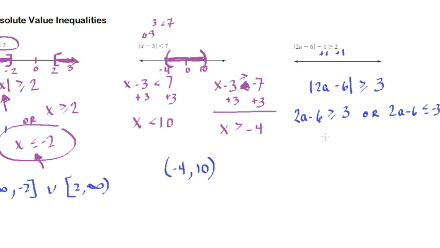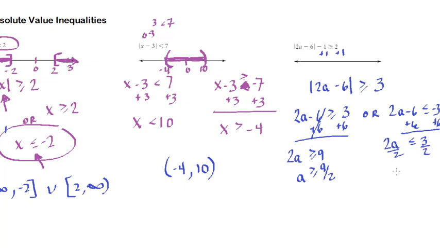All right, so I'm going to add 6, and then I'll have 2a is greater than or equal to 9. A is greater than or equal to 9 halves, dividing both sides by 2. Here I'm going to add 6, I'll have 2a. I'm not multiplying or dividing by a negative, so I'm going to have just plain old 3 there. Divide both sides by 2, and I'll have a is less than or equal to 3 halves.